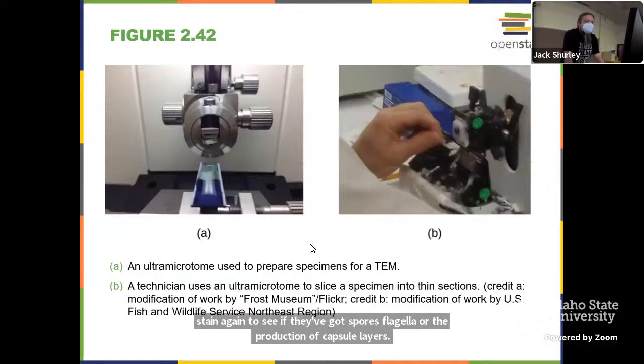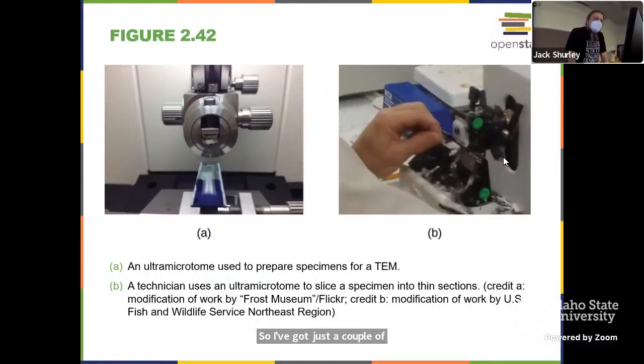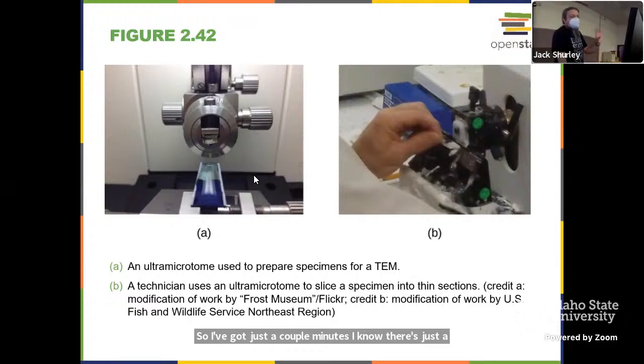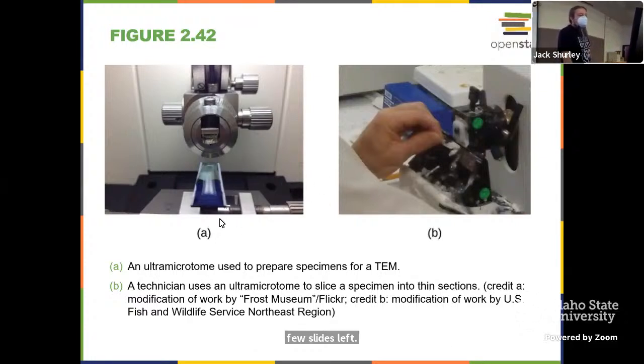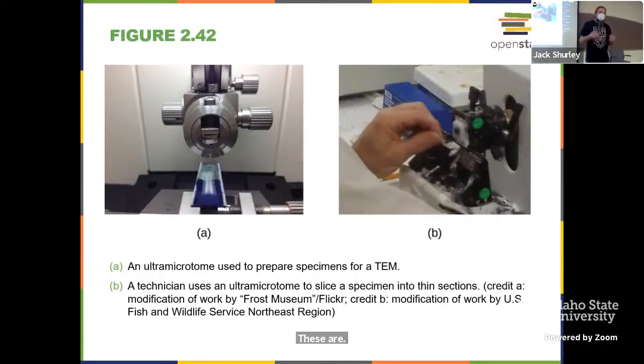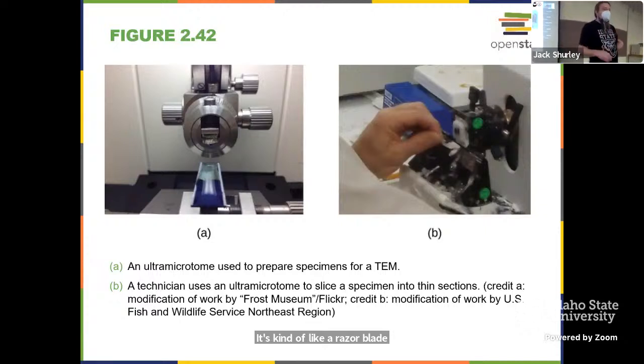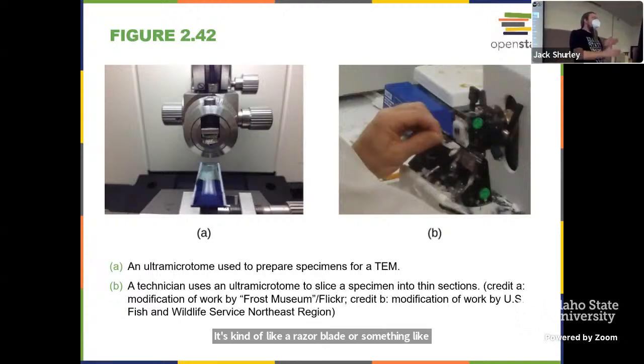I've got just a couple minutes. I know there's just a few slides left. This image, these are a couple of different devices, microtomes or ultramicrotomes. It's kind of like a razor blade or something like that, that will shave specimens into paper thin or thinner than that, little slices.